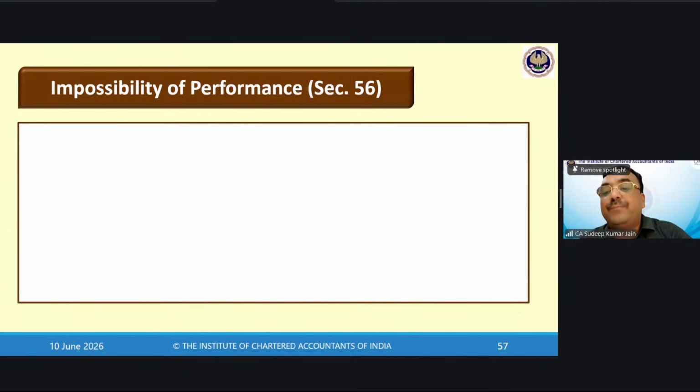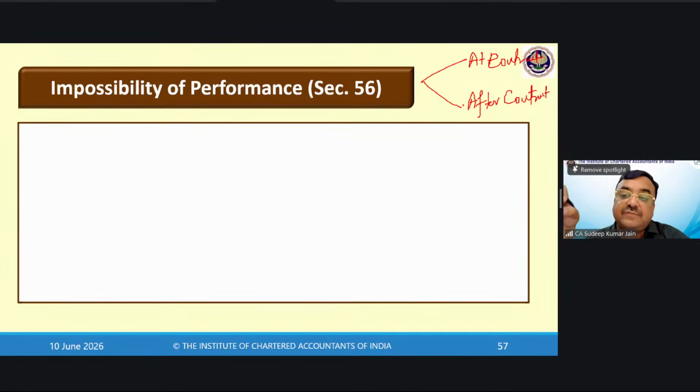So the topic is impossibility of performance, Section 56. In this, there are two types of impossibility: known at the time of contract, or arising after the contract. It means the impossibility existed at the time of contract and the parties are unaware, or the impossibility arises after the contract is entered but before the performance. In both cases, the contract is void because impossibility cannot be converted into possibility, right?